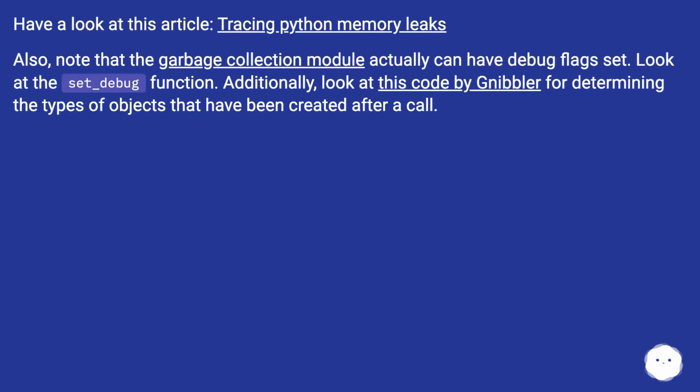Have a look at this article tracing Python memory leaks. Also, note that the garbage collection module actually can have a debug flag set. Look at the set_debug function. Additionally, look at this code by Gnibala for determining the types of objects that have been created after a call.